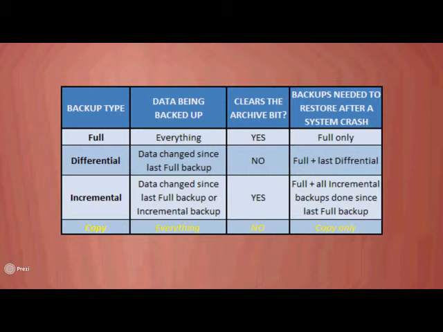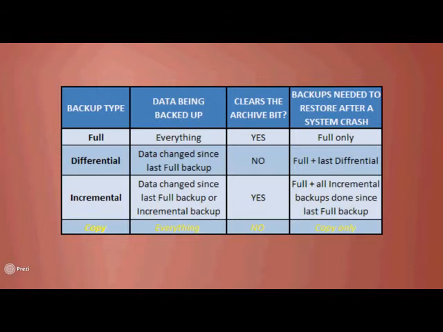You could learn about at least 3 different types of backups. One of them is a full backup. The full backup backs up everything that you select. It clears the archive bit, telling the computer it does not need to be backed up anymore. The differential backup only backs up data that's been changed since the last full backup. It does not clear the archive bit, so it will still think that it needs to be backed up. And if you have to restore, you need the last full backup and the last differential backup.